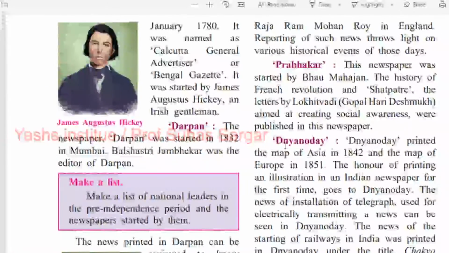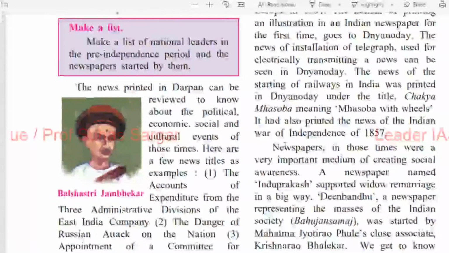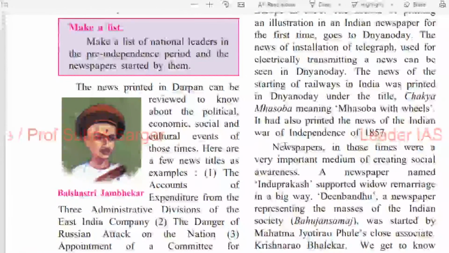Darpan. The newspaper Darpan was started in 1832 in Mumbai. Bal Shastri Jambhekar was the editor of Darpan. In box, make a list of national leaders in the pre-independence period and newspapers started by them.